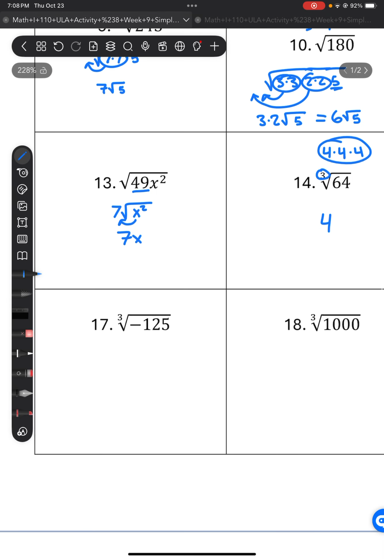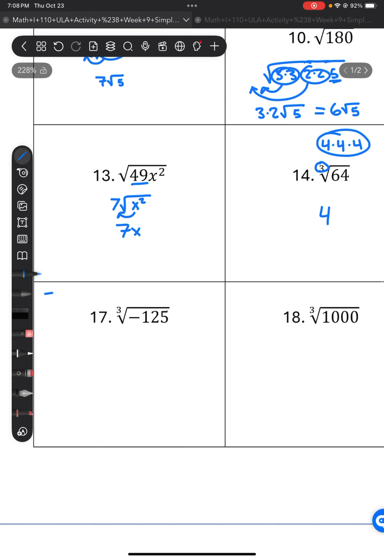All right, moving on to number 17. So number 17 is another cube root, and it's negative. Now, can a cube root be negative? Yes, because when you have a negative number times a negative number times a negative number, that does make it negative, right? So that's okay. However, it's a square root with negative, not good.